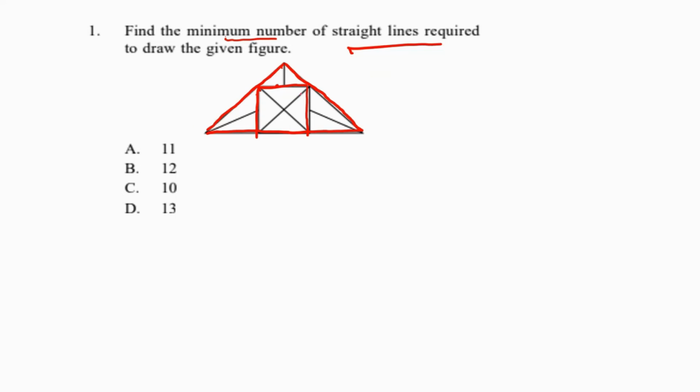That makes it total 6. 2 for the diagonals. That makes it 8. And over here we have 3 bisectors. So 8 plus 3 is 11. Hence option A, 11 is the answer. So the minimum number of straight lines required to draw this picture is 11.